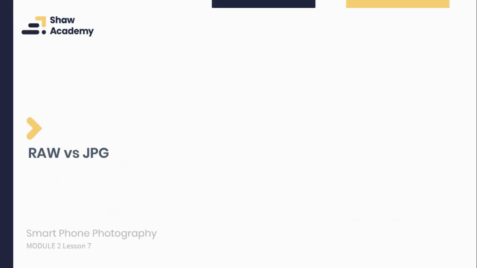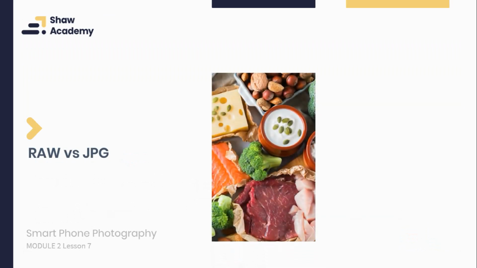Well, the way I've always compared RAW and JPEG files is to take your raw ingredients. Raw means exactly that, it's raw. Raw ingredients. Okay, so say you're cooking someone dinner and you decide that you want to make it from scratch. So you go out, you get a nice piece of fish or you get a nice piece of meat.